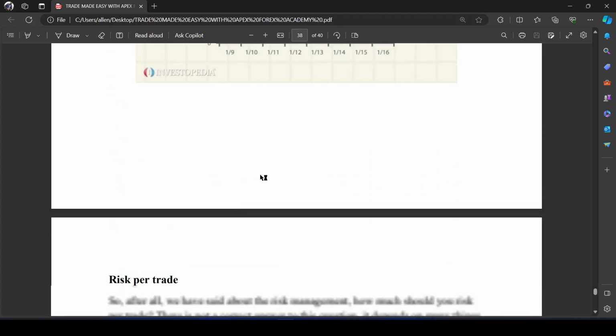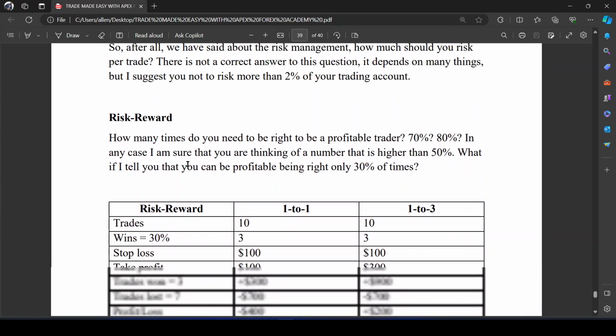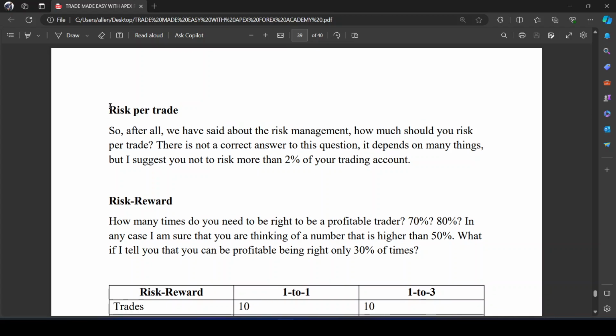So how do you manage your money? The next major concept I would like to talk about is risk per trade. This is how you manage your money. You manage your money by setting a risk per trade. What does this mean? It means on every trade you are placing, there should be a specific amount you are willing to risk per trade. So your risk should not be random. Your risk should always be defined.